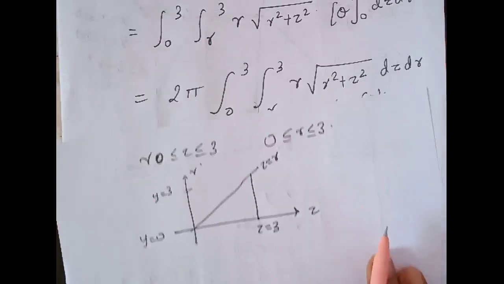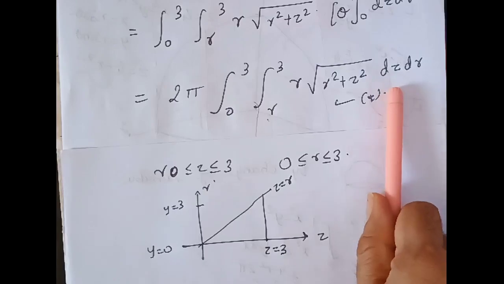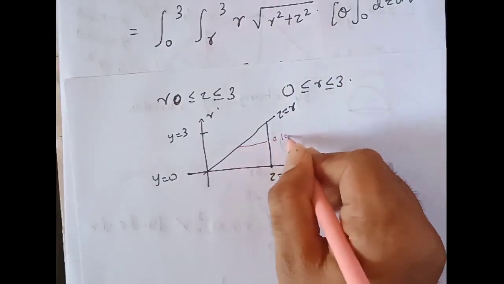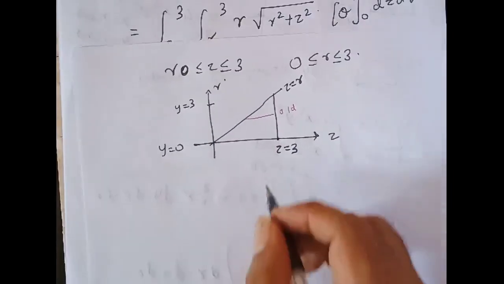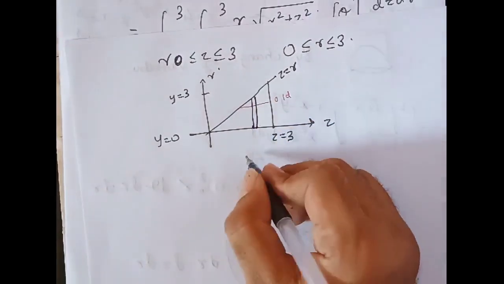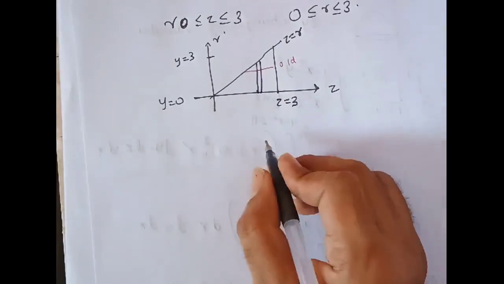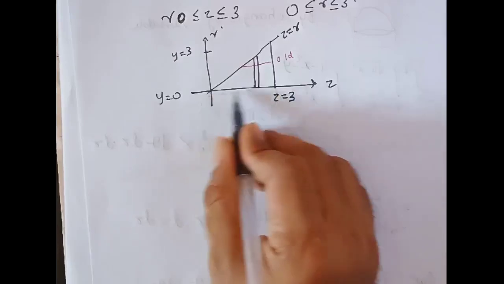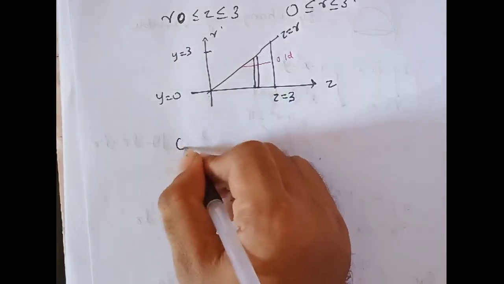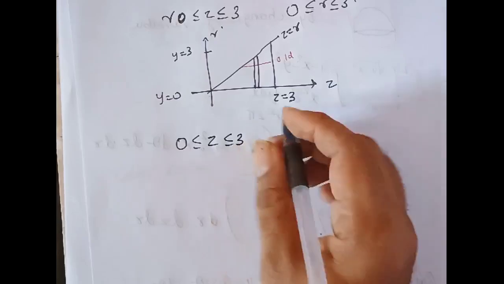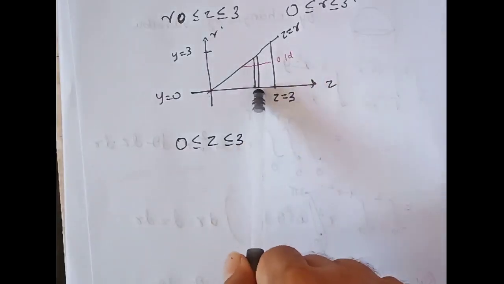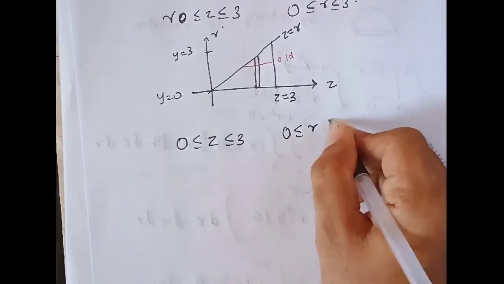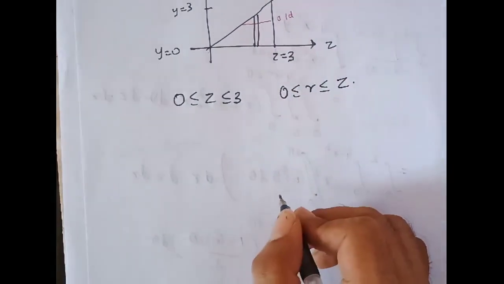That means we are considering this region for integration. If we see from here, the first integral is z, that means the strip is parallel to the z axis. This is our old strip. The new strip will be perpendicular, parallel to our other axis. Now the limit on the z axis is between 0 and 3, so 0 less than z less than 3, and the limit for r is r equal to 0 to r equal to z, so 0 less than r less than or equal to z.